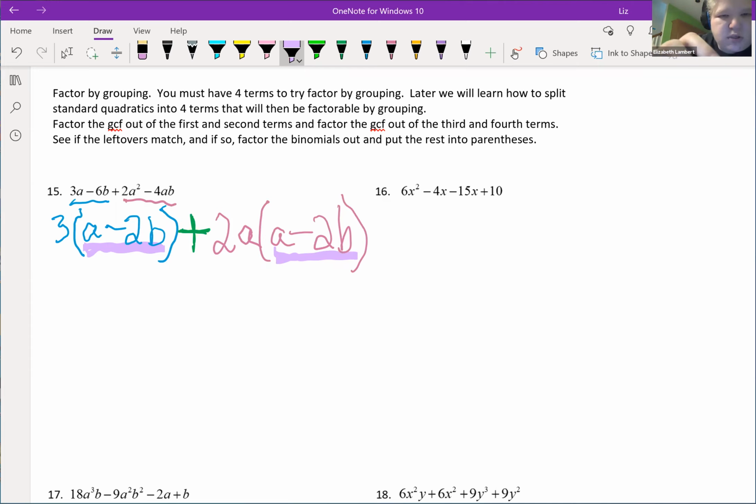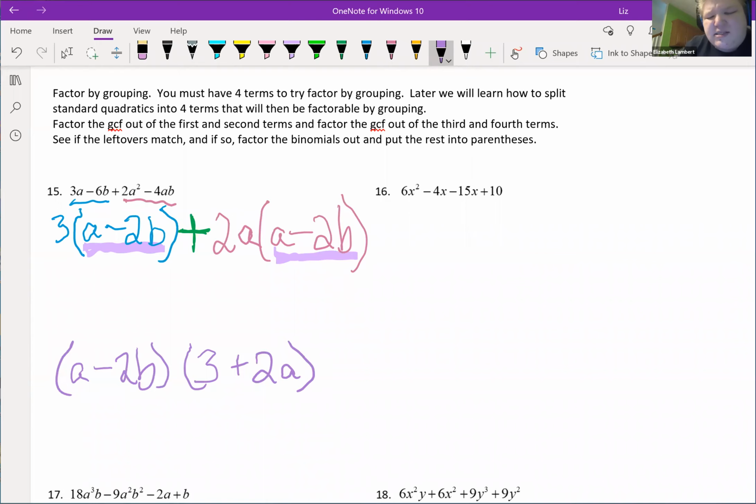Normally, once you're comfortable with this, it'd be like, all right, here's the thing that was in the parentheses that they both have now, and then the leftovers are 3 plus 2a, which you could then write as 2a plus 3 if you wanted, but that's perfectly fine. Once you have more than one variable, there's not really a prescribed order for how they should go.